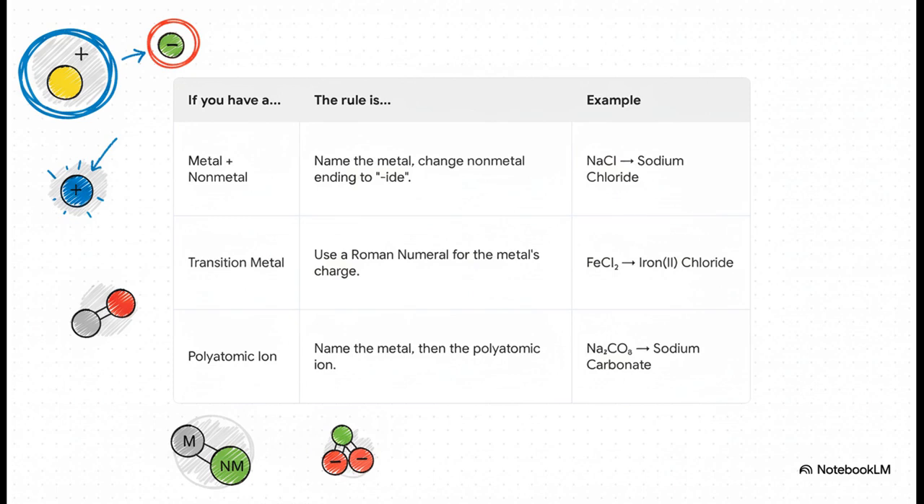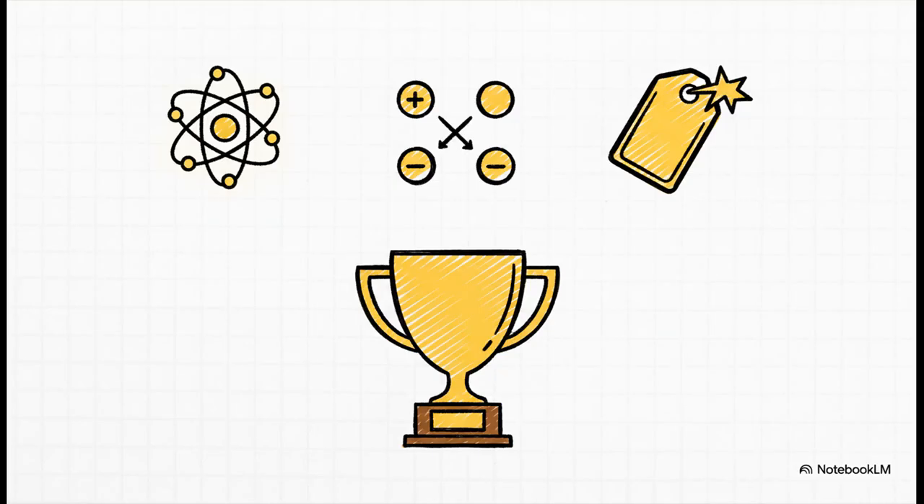Done. Next, for those trickier transition metals, you have to use a Roman numeral to say what its charge is. In FeCl2, we have 2 chlorides, and each one is 1-. So to balance that, the iron must be 2+. That makes it iron Roman numeral 2 chloride. And finally, if there's a polyatomic ion involved, you just name the metal and then you name the team. Don't change any endings. So Na2CO3 is just sodium carbonate. That's it.